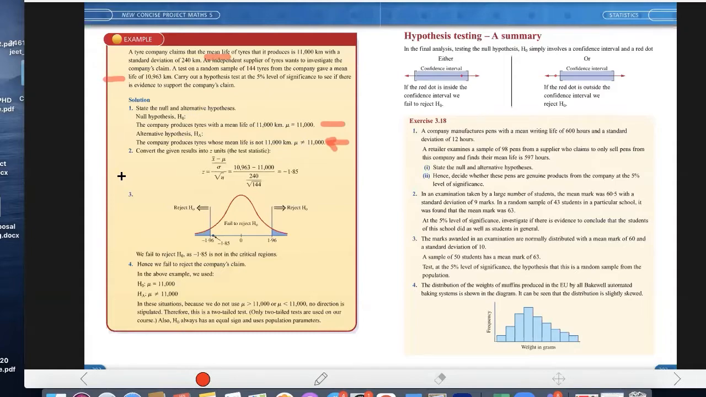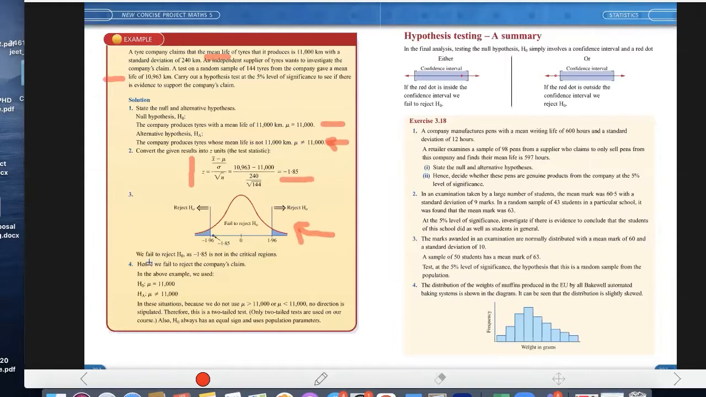If you choose to do it the Z-score way, then you convert the given results into Z-scores. So you're using your standardizing formula, and you're dividing by root n because it was mean lives. So it's 10,963 minus 11,000, and you're getting minus 1.85. I recommend you draw a very simple bell curve, mark in the plus or minus 1.96, and show that the minus 1.85 lies within.